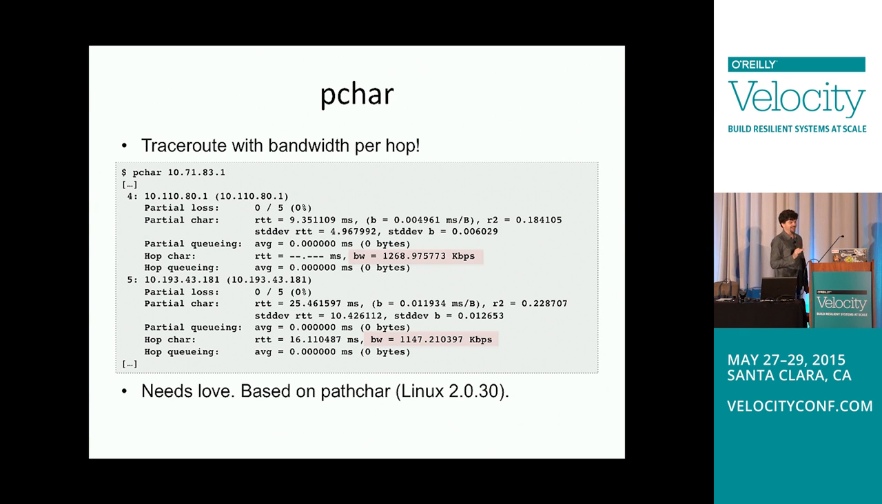pchar is one of my all-time favorite tools. I wish it worked. It needs some love. So a long time ago, Van Jacobson wrote traceroute, and later on he wrote pathchar and wrote a great paper on it. But pathchar didn't have the same success that traceroute did. What pathchar did was basically traceroute, but it sent shaped traffic so it could tell you the speed between each hop and figure that out, which is awesome. pchar does exist for Linux, but it needs to be updated. When it works, it's great, but I know it needs some love.